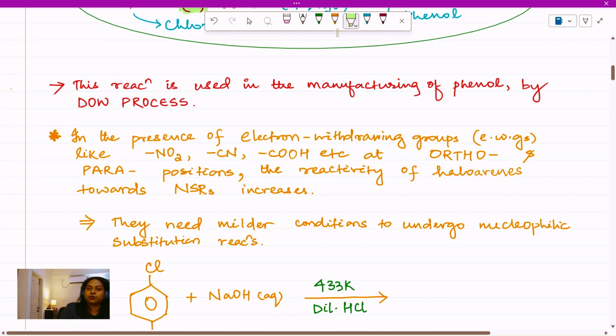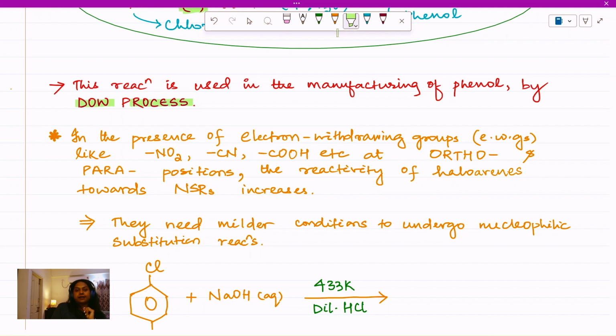Now I move to the next point. This is called Dow's process. We've covered this. The next point is that if there are electron withdrawing groups at specific positions like ortho and para position, it is going to increase nucleophilic substitution reaction for your haloarenes.